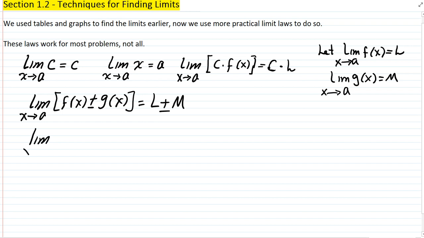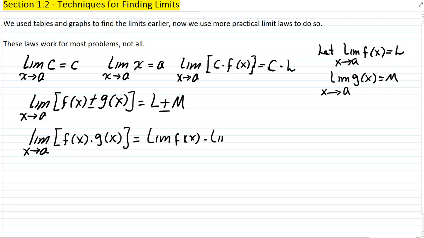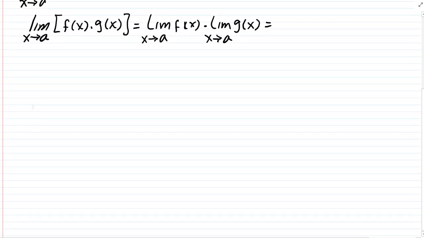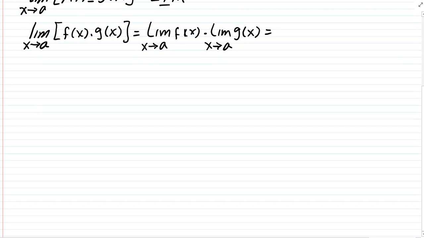Next, we're going to take a look at the multiplication law of limits, the limit of f of x times g of x. This one, we can actually write as the limit of f of x times the limit of g of x. Now, both of these approach a, and I know as much pain as it is to write x approaches a every time, but please make sure you write it, otherwise the statement is not a correct statement. So this is going to be L times m. So the limit of a product will be the product of the limits.